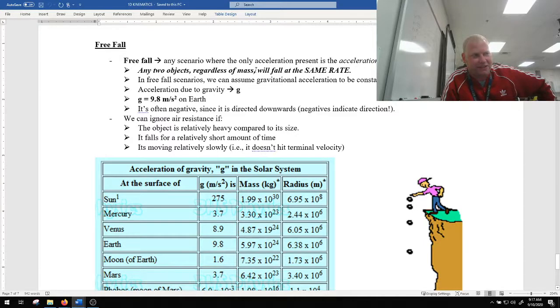But again, this is the big thing here. Any 2 objects, regardless of mass, will fall at the same rate. So go find YouTube videos so that you can see that actually happen, because that's the common misconception. Because we're so used to having air resistance present that your brain wants to say that heavier things fall faster, right? So that's a misconception you want to clear up. And actually, I'll find that video and post it here along with the notes as well.